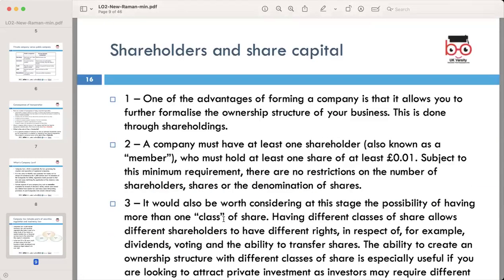Shareholders and share capital. One of the notable advantages of forming a company is the ability to formalize the ownership structure through shareholdings. A company must have at least, as we discussed above, one shareholder holding at least one share. There is no restriction on the number of shares or their denominations. Considering multiple classes of shares allows for different rights, making it especially useful for attracting private investment. Any question?